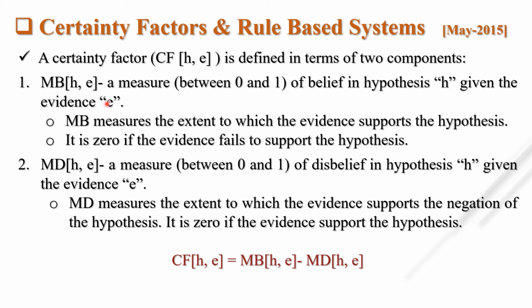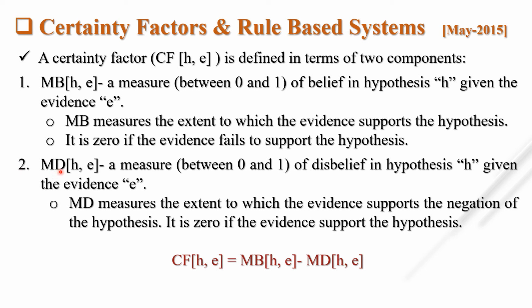So MB means a measure of belief in hypothesis H given the evidence E. MB measures the extent to which the evidence supports the hypothesis. It is 0 if the evidence fails to support the hypothesis. Obviously it is 0 if it does not support our hypothesis.